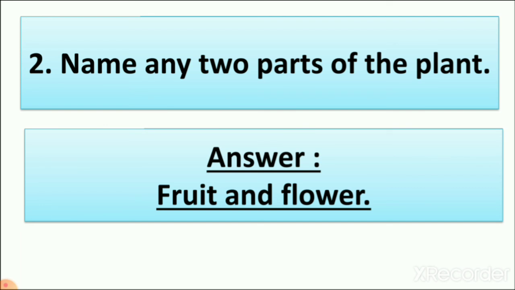So you can write any part of the plant. There are 5 parts of the plant: roots, stem, leaf, flower and fruit. So I write here fruit and flower. So here we complete our revision of exercise number 3, the world of plant.